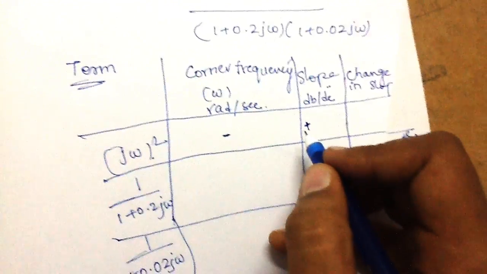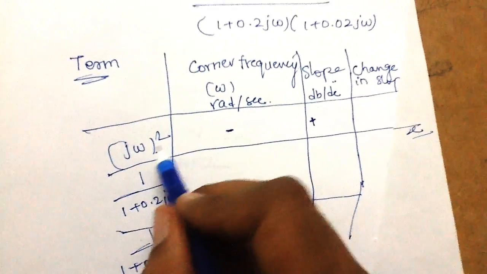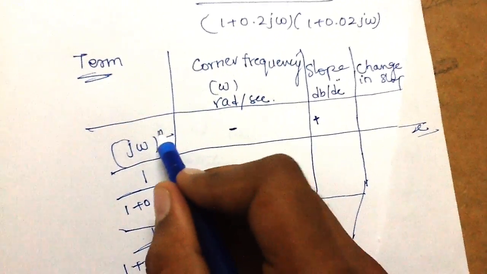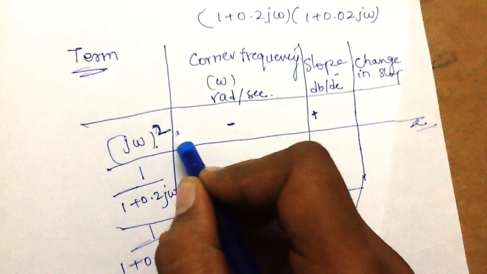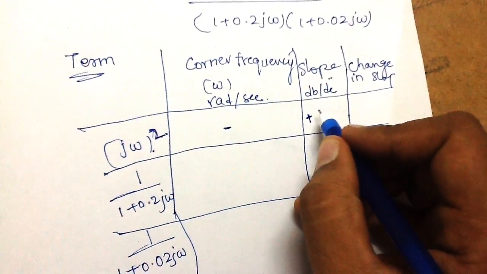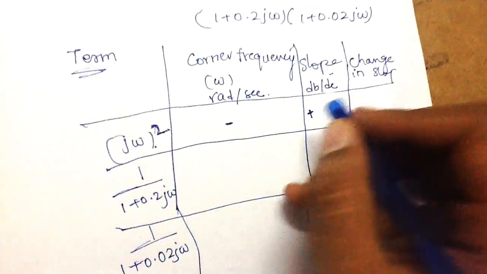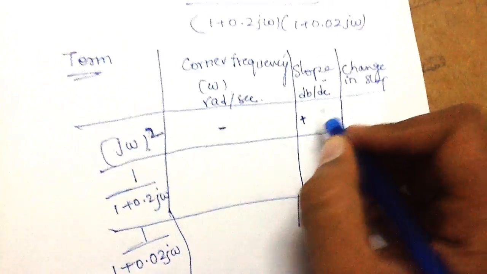It is a positive. And what is the order of this term? It's a square. You have a square here. So you write it as 20 into that. You have 2 here, so this is 40.